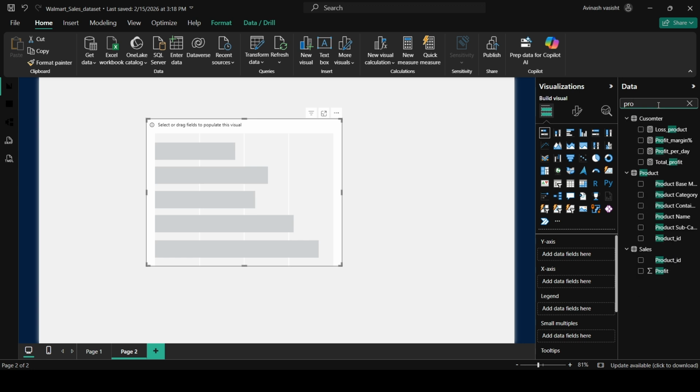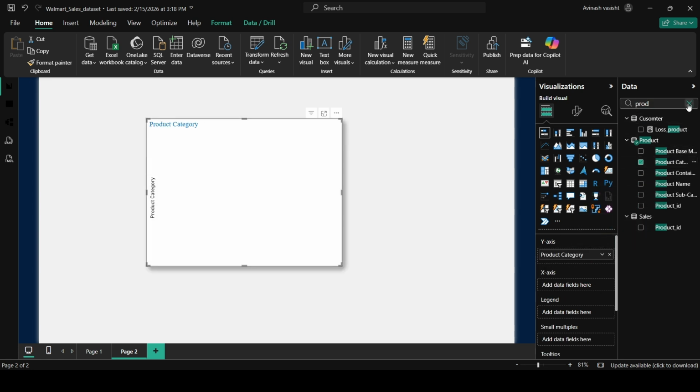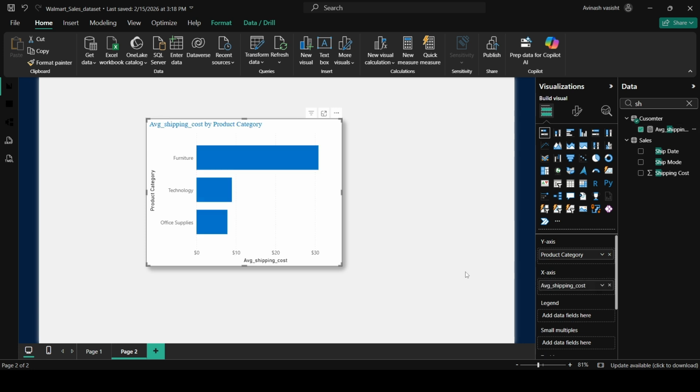We have to see the relationship between the product category and the shipping cost, the average shipping cost. As we can see using the bar chart, furniture has a higher average shipping cost compared to technology and office supplies. So that's it for today's video.